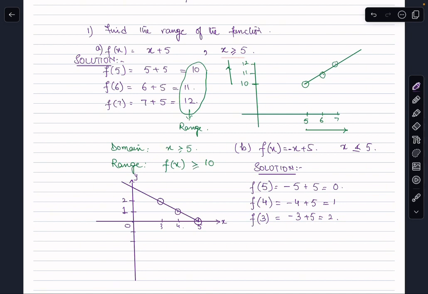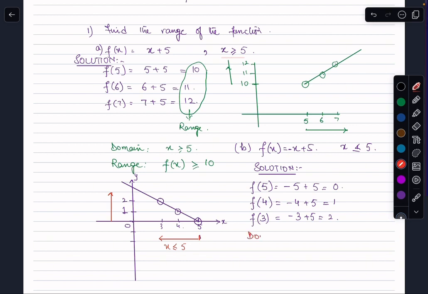is that the function values, as x is decreasing, x is lesser or equal to 5, I can see that my range is actually increasing from 0, 1, 2, and so on. It's just going to increase. It's a closed inequality. So in this case, I can say that if the domain of the function is x lesser or equal to 5, then the range of the function is going to be f of x, which needs to be greater or equal to 0.